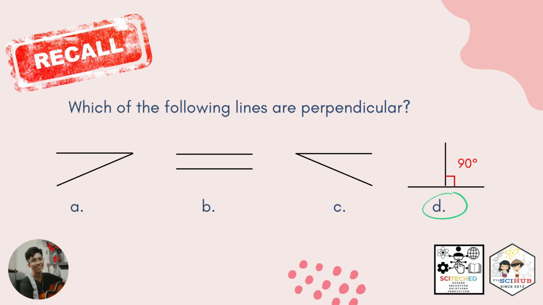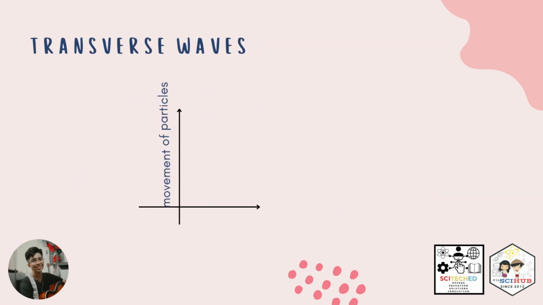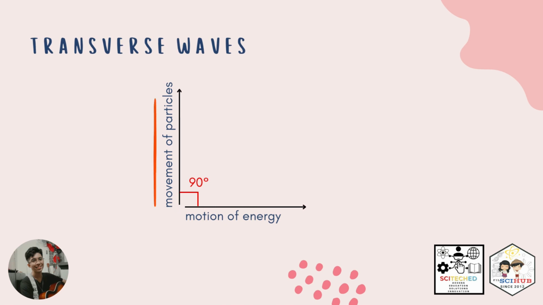In letter C, one line is straight, but the other one is somewhat slanted, and it looks like a less than sign. But in letter D, the angle that the lines create is 90 degrees, which is what we call a right angle. And this is true for transverse waves. The movement of the particles and the motion of energy are related by 90 degrees. So if this line represents the motion of energy, then this line represents the movement of the particles.